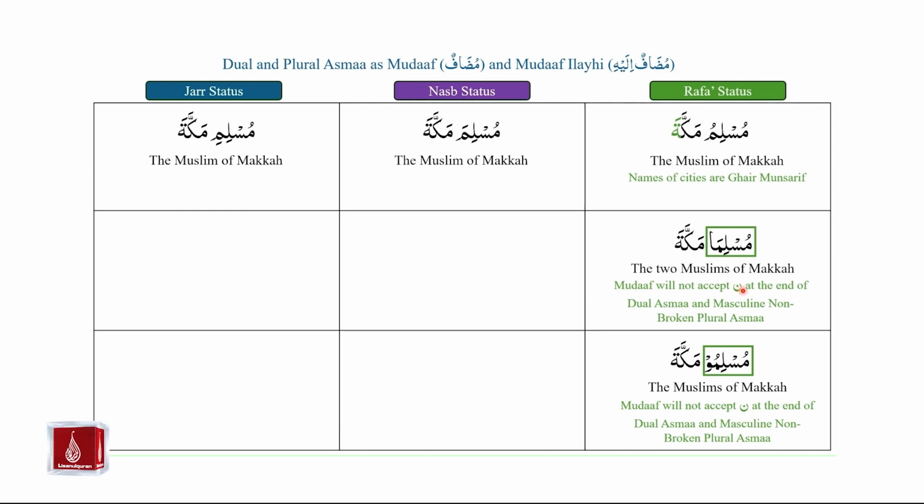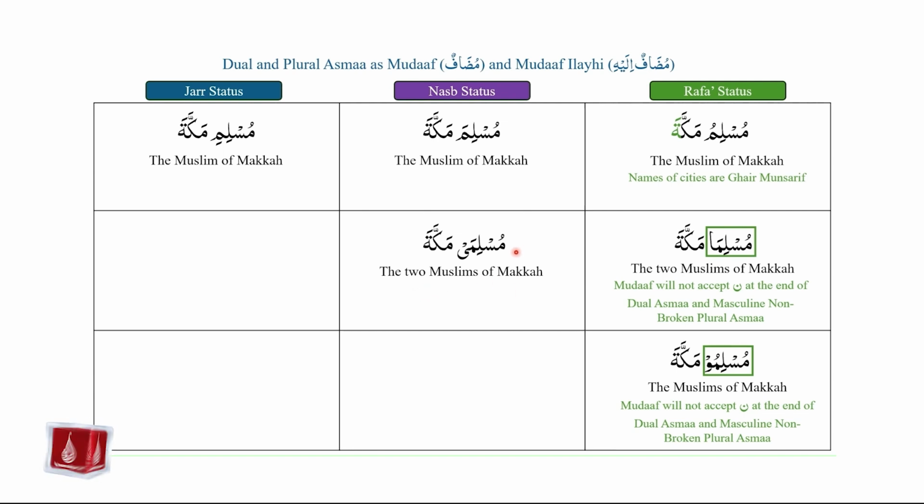Mudaf will not accept noon at the end of dual asma and at the end of masculine non-broken plural asma. Muslimani becomes Muslima because we are using it as a mudaf, so we remove the noon and it becomes Muslima Makkata. Muslima is derived from Muslimani, which indicated Rafa status, so Muslima Makkata is marfu. In the Nasab status, we will have Muslimai Makkata, also meaning the two Muslims of Makkah.